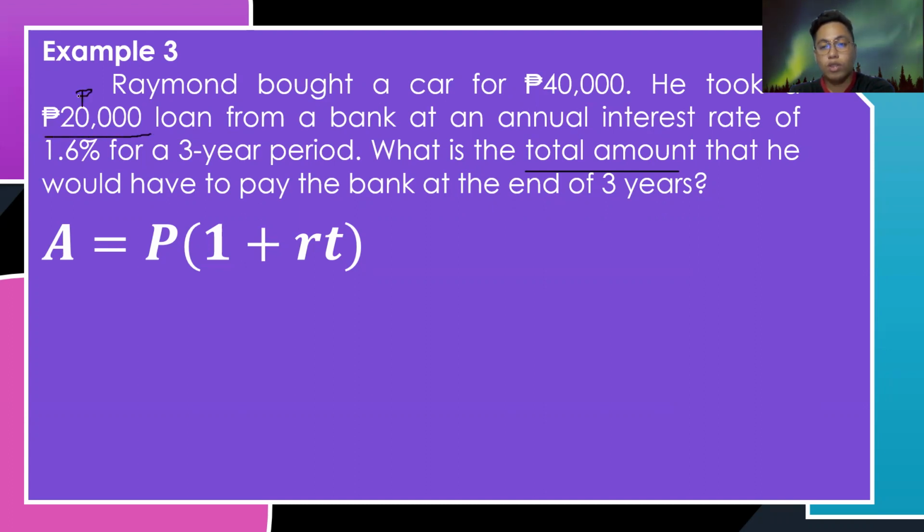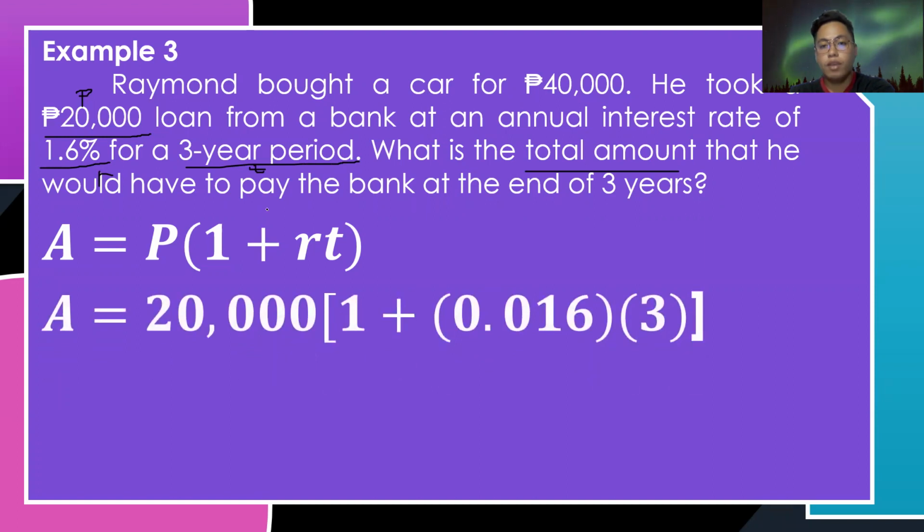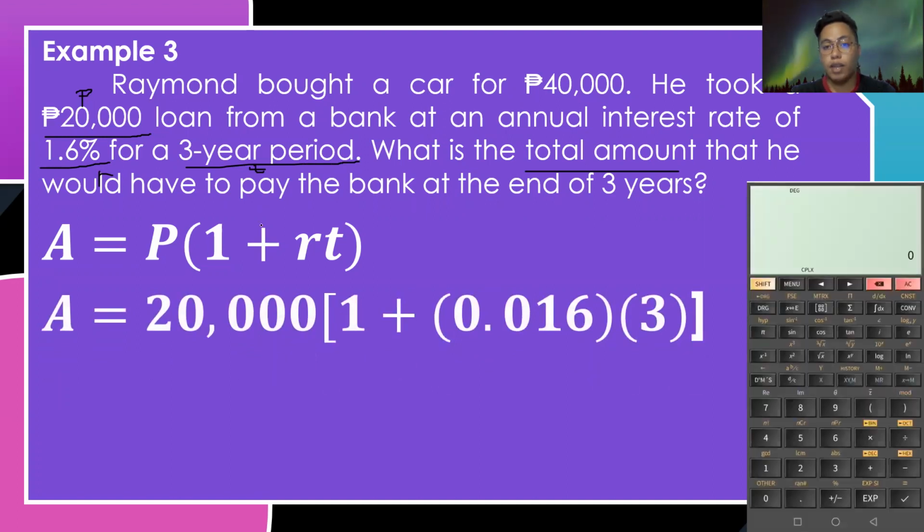Be careful on the distractors in the word problem. The rate will be 1.6% and the time will be a 3-year period. So substituting it on the formula and then using again the scientific calculator.